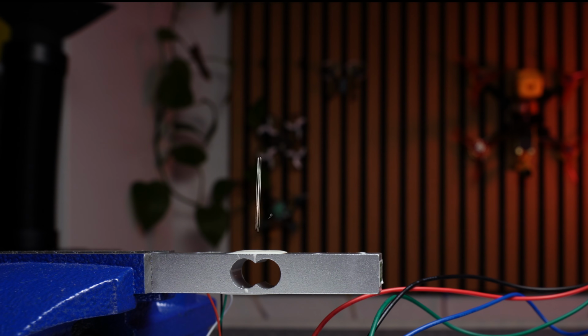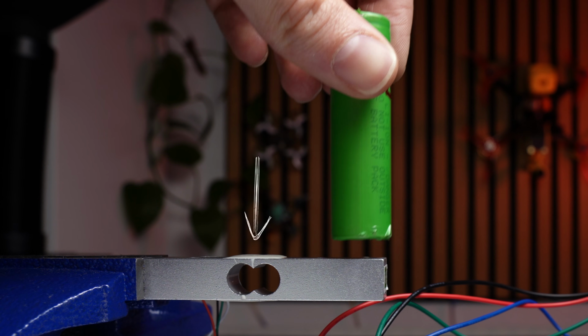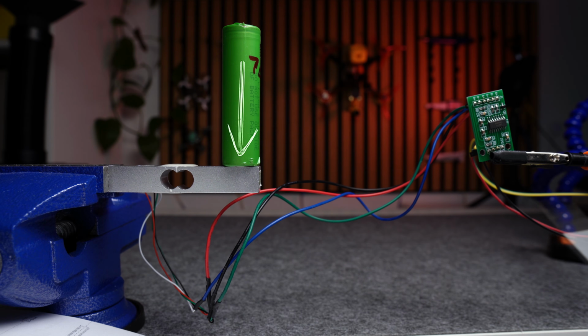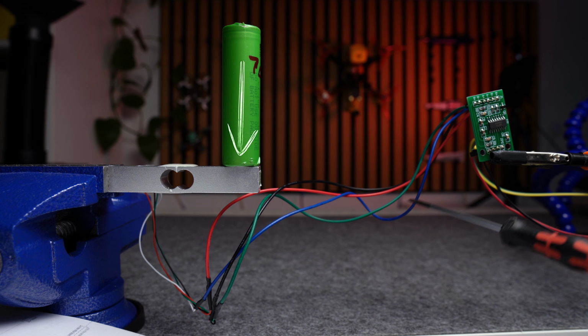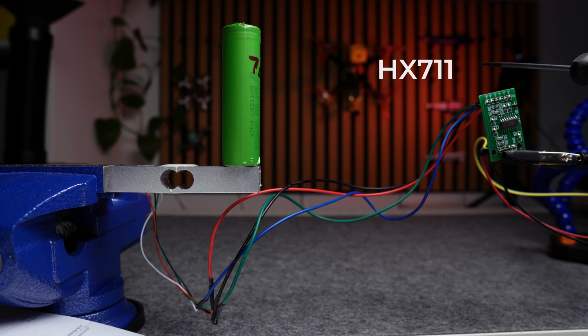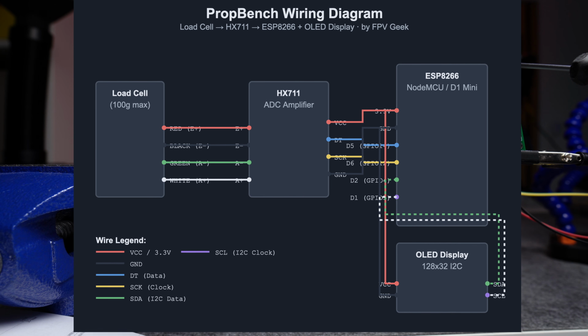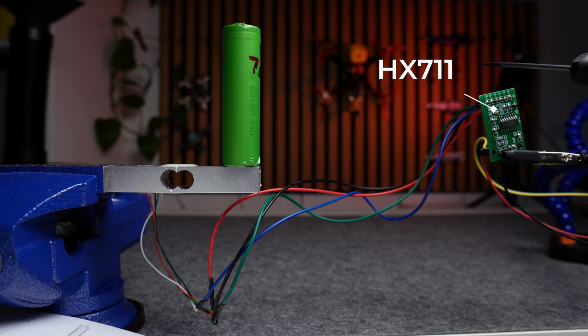A load cell works with strain gauges. When you put weight on it, the metal body bends just a tiny bit, and the resistance inside changes slightly. That tiny signal then goes into an analog to digital converter, like an HX711, which amplifies it and outputs a 24-bit value. Now here's the key point.